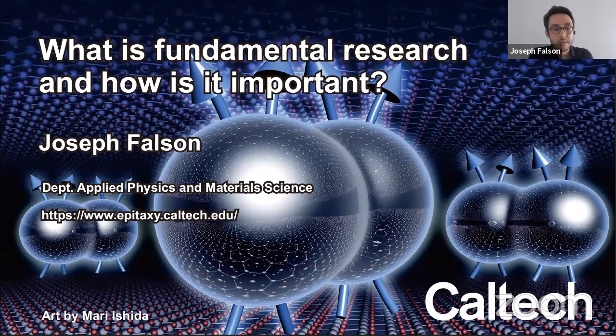So as Abby said, my name's Joseph Falson. I'm an assistant professor in the Department of Applied Physics and Materials Science at Caltech. This title, assistant professor, means that I'm a relatively new member of the faculty at Caltech. I'm setting up a new lab. We're going to be doing a lot of interesting materials physics there with a very much focus on the fundamental properties of these materials and trying to discover some qualitatively new behavior.